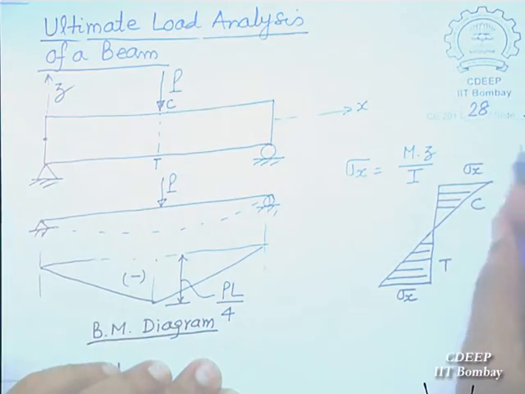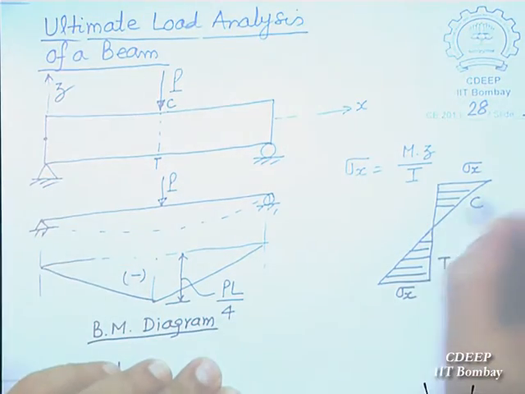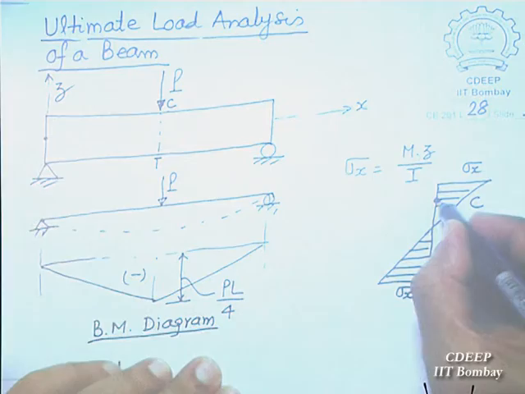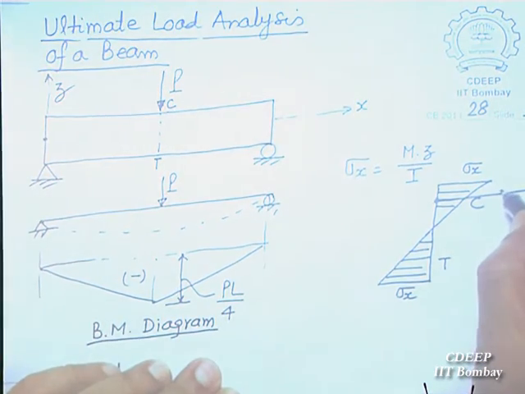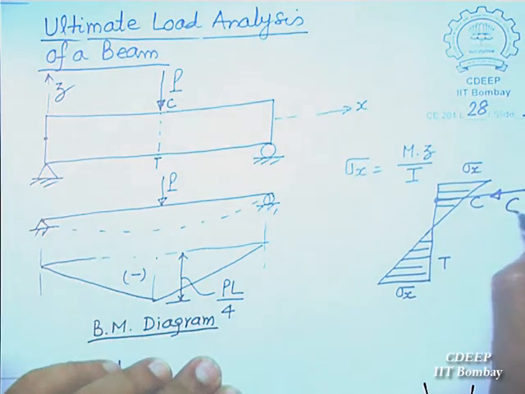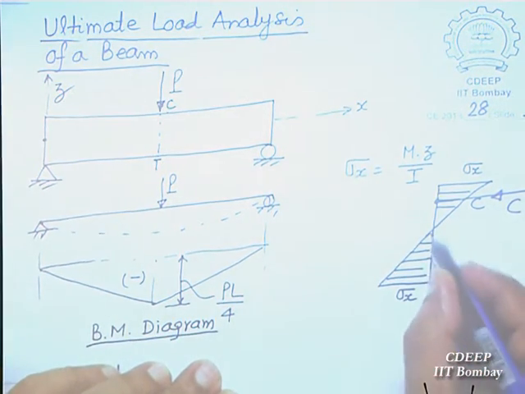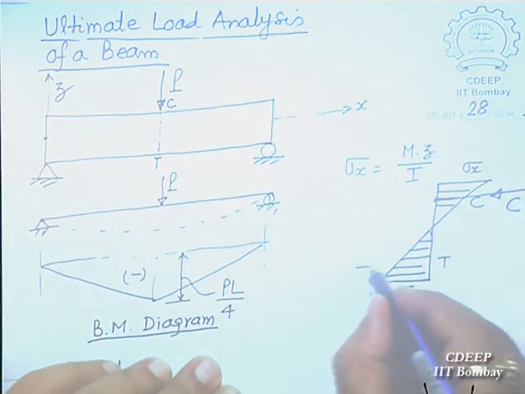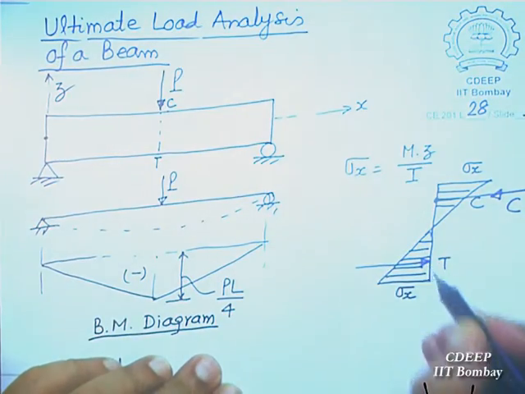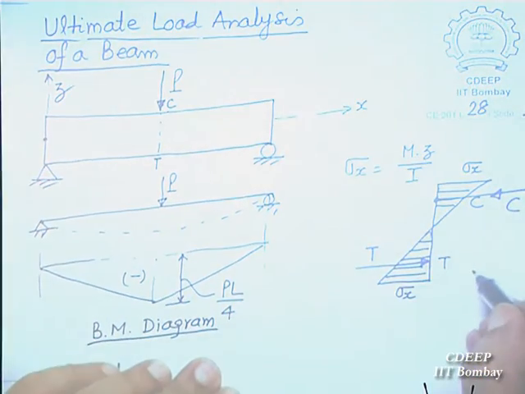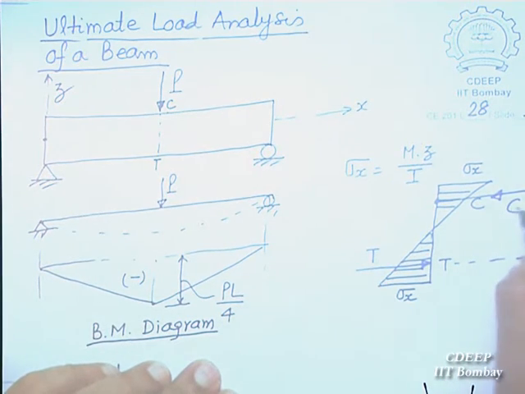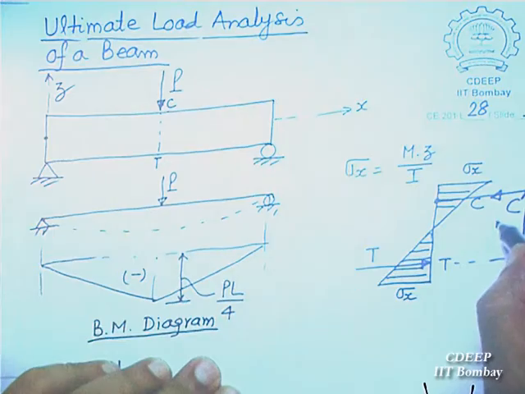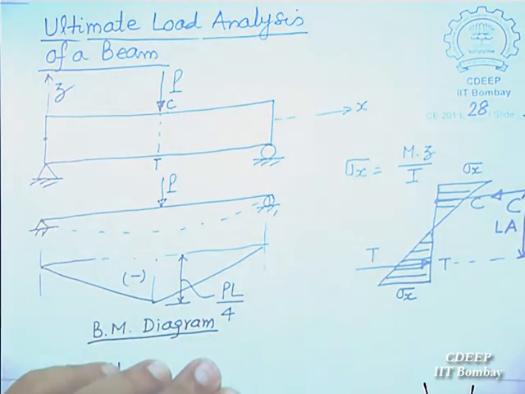See, you can take the centroid, you can integrate from this, and that will be acting from the centroid. So this will give you a compression C. If you integrate this diagram, that will be acting through the center. So that will be a tension T. And this will form a lever arm, LA. This is the lever arm.